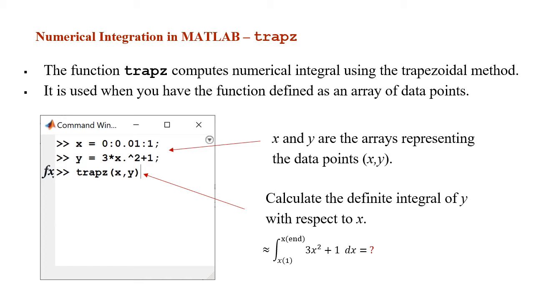So this is equivalent to calculating the integral of 3x squared plus 1 with respect to x from x equal to 0 until x equal to 1. The result of this numerical integration is 2, which happens to exactly match the exact value that we obtained using the analytical integration. So this approximation happened to have 0 error.